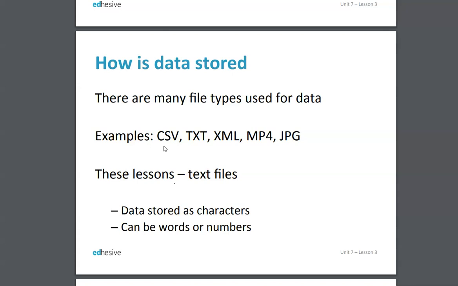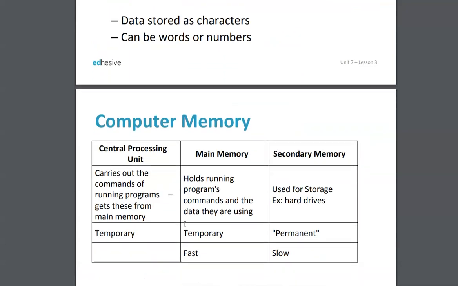Different file formats are available. A CSV is a comma-separated file. That's what comma-separated value stands for. XML is related to interactive coding to work with a web page, and then you have an MP4 and JPEG, which would be sound and images. Text files are what we're going to be working with. We're only going to be working with data that's stored as characters, words, and numbers.